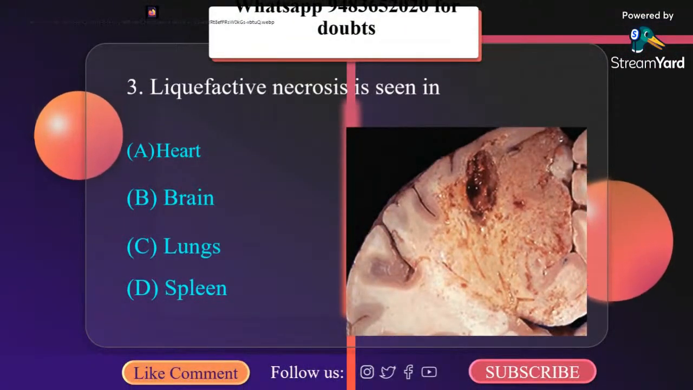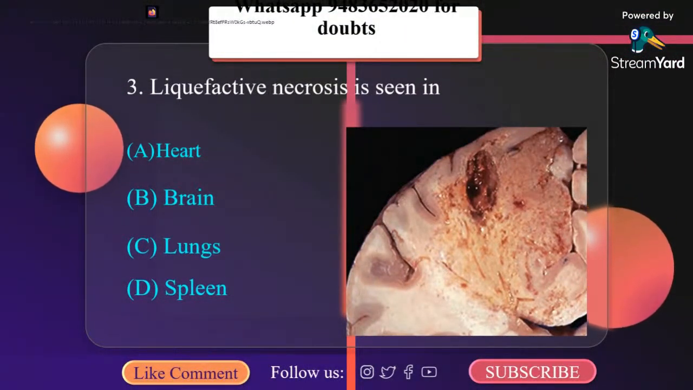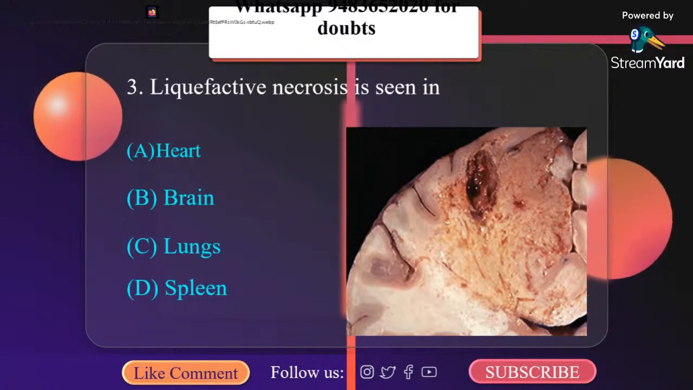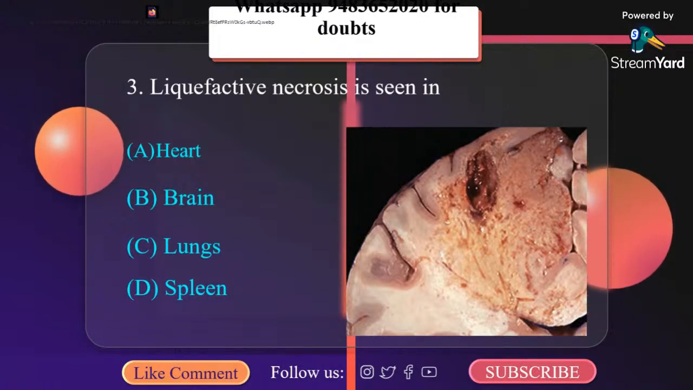Liquefactive necrosis. You can see from the image, A. Heart, B. Brain, C. Lung, D. Spleen. It is an image of brain. So the correct answer here is B, brain.